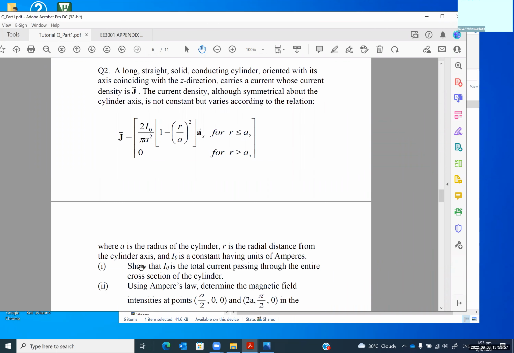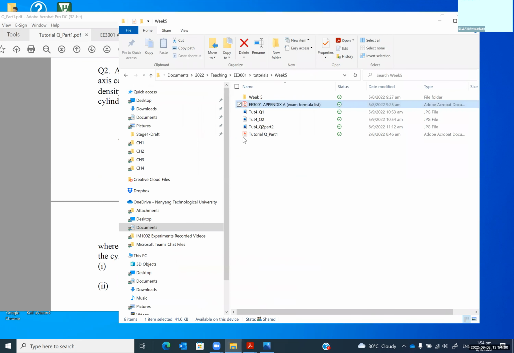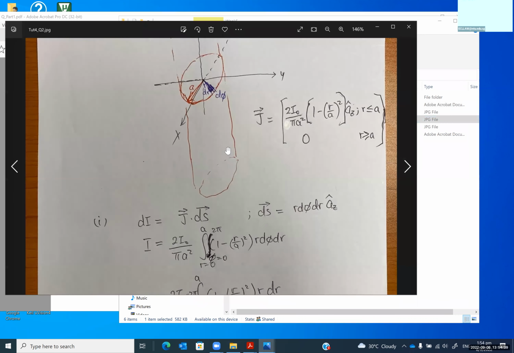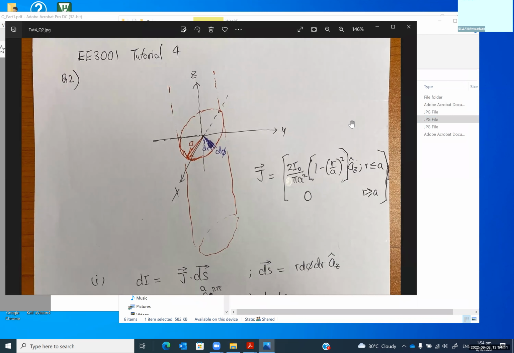Okay, so let's try and draw something like that. I'm going to draw X coming towards me, Y in the horizontal right, and then Z going up. Okay, and then I draw a circle with the radius A in the XY plane. Current density is given by this equation. So if you look at this equation, where is the highest current density?